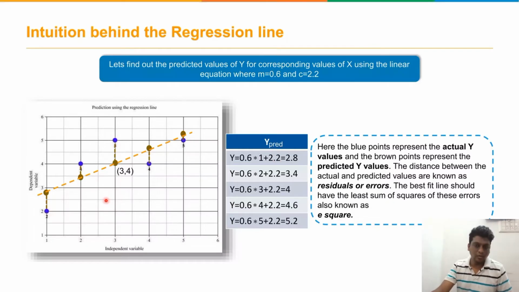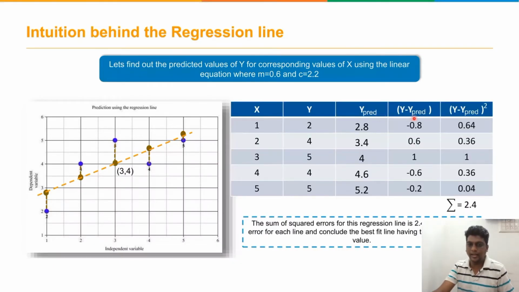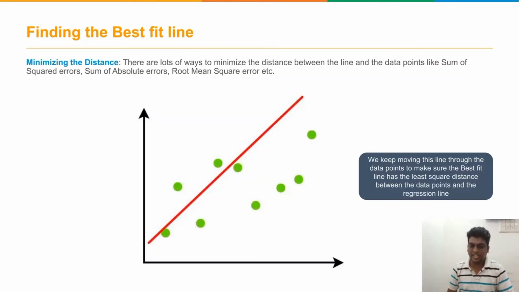Now the blue points represent the actual y values and the brown dots represent the predicted y values. So now we have to find the error. Error can be found by taking the difference between the actual and the predicted value: x, y, the predicted value of y, then y minus y prediction, then the square of that value. This is to find the best fit line. For the best fit line, we have to minimize the distance between the line and the points by making use of the mean square error, root mean square error and sum of absolute error methods.